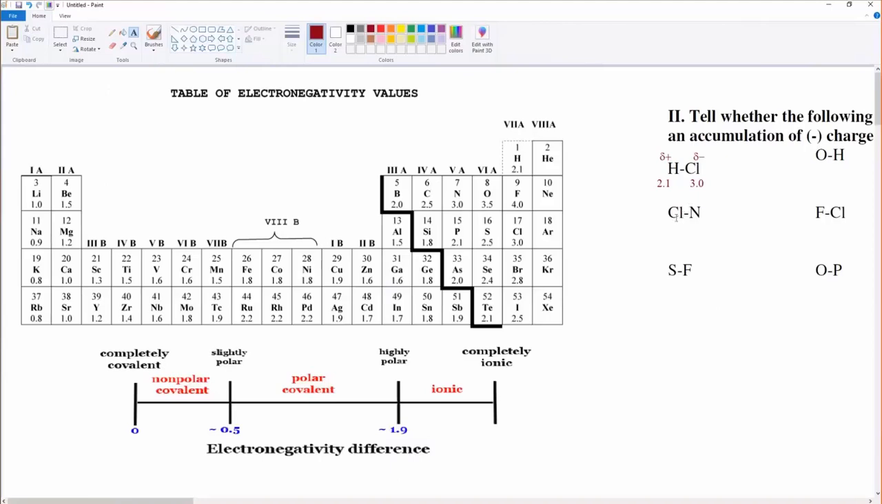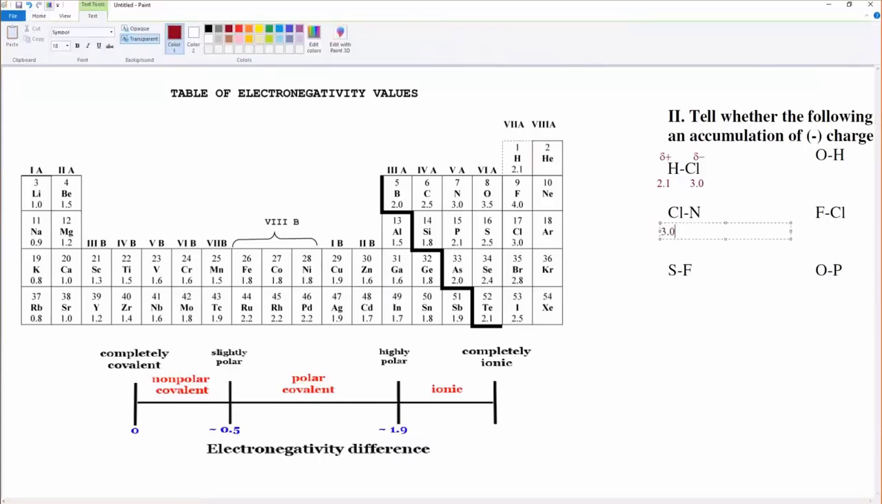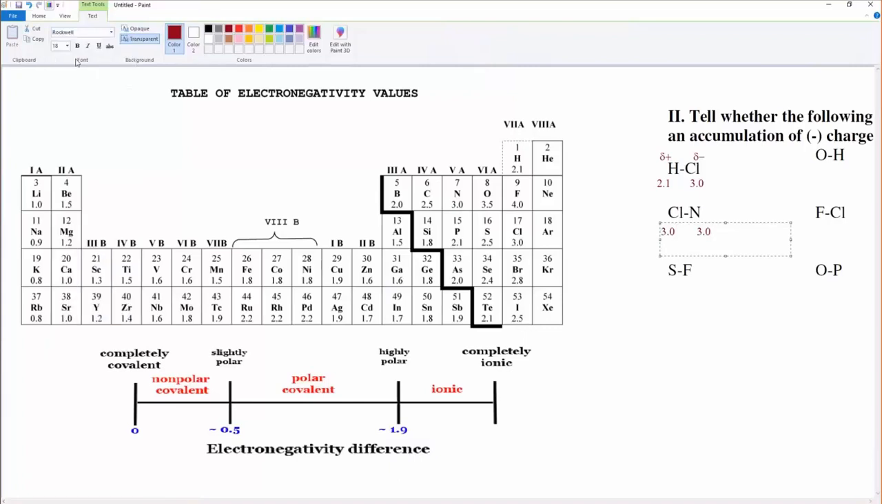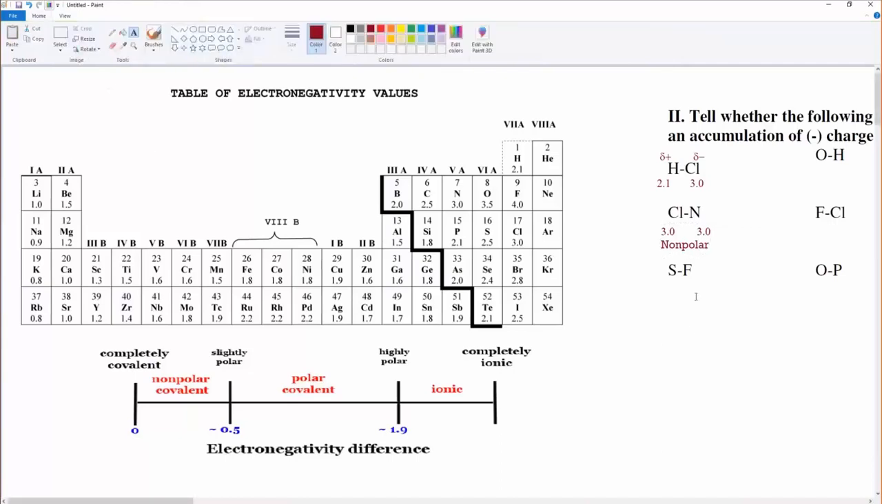Okay, so for the ClN bond, because the chlorine has an electronegativity value of 3.0, and the nitrogen has an electronegativity value of 3.0, then the difference is 0, so this is a non-polar, whoa, that's not gonna work if I do it in simple here. This is a non-polar molecule, because the difference is 0, right?